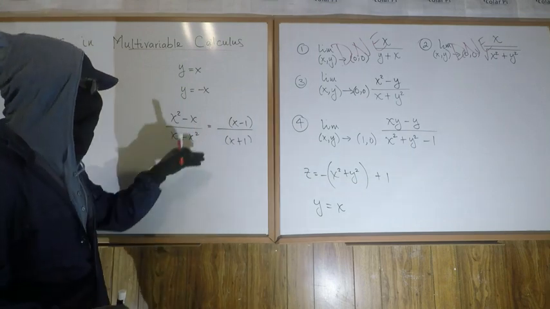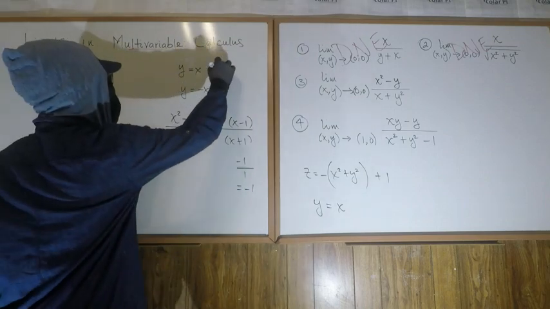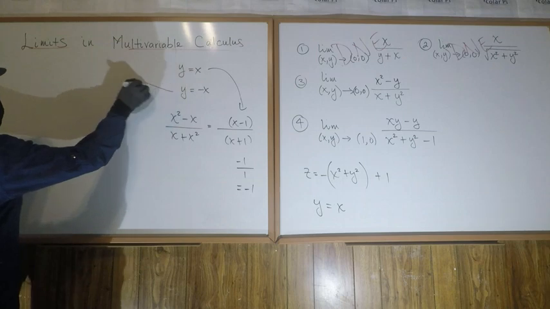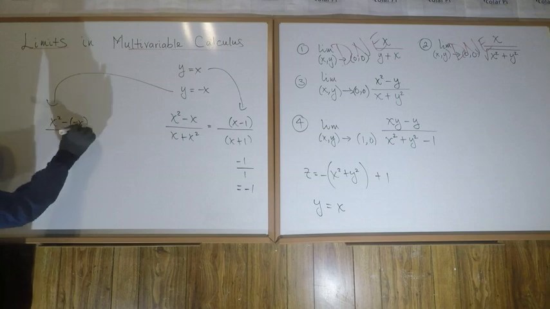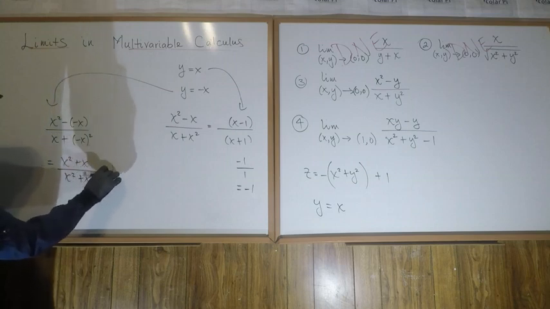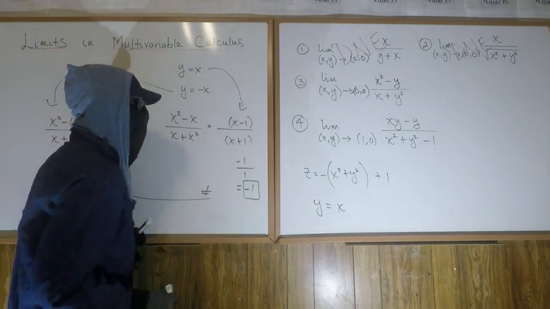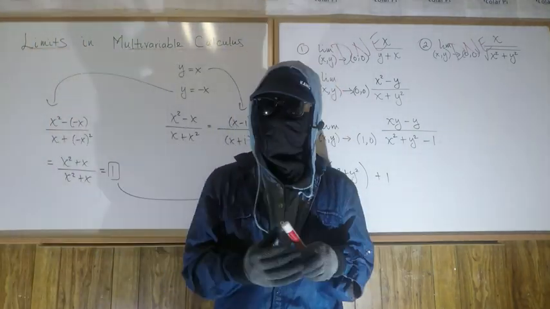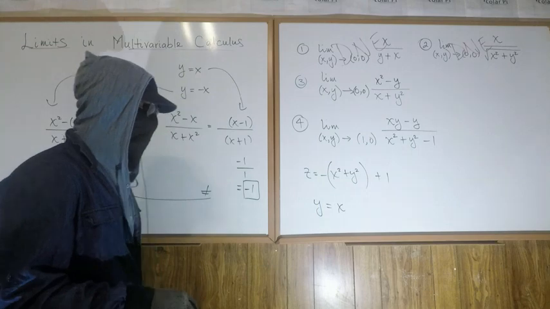Now, as you go to 0, 0, this is going to turn into negative 1 over 1, which is negative 1. This is, again, along y equals x. Along y equals negative x, we're going to have x squared minus a negative x over x plus negative x squared. So this is going to equal x squared plus x over x squared plus x, which is going to equal 1. So we see that this one is not in agreement with this negative 1. Okay, and so you know how they say save the best for last? Well, in this case it's really true.